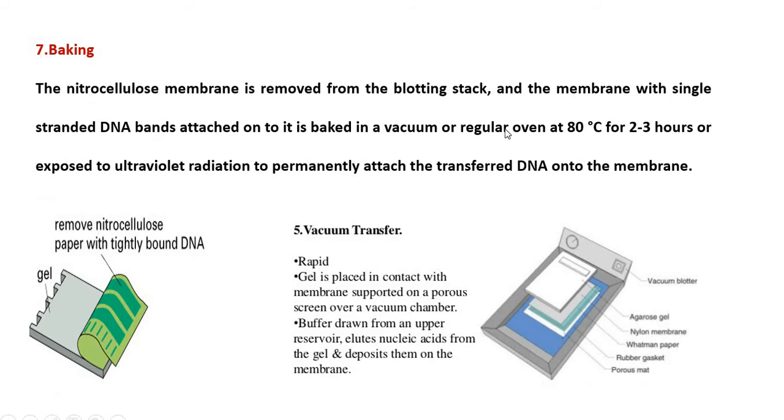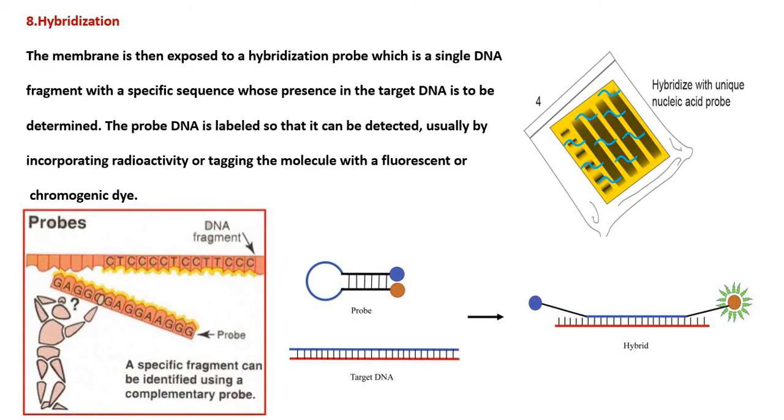The baking method commonly uses a regular oven at 80 degrees Celsius for 2 to 3 hours, which makes the filter paper dry. After that, the nitrocellulose filter paper is taken out, and whatever the gene of interest is going to be identified, you have the sequence. The sequence can be taken from NCBI, the National Center for Biotechnology Information.